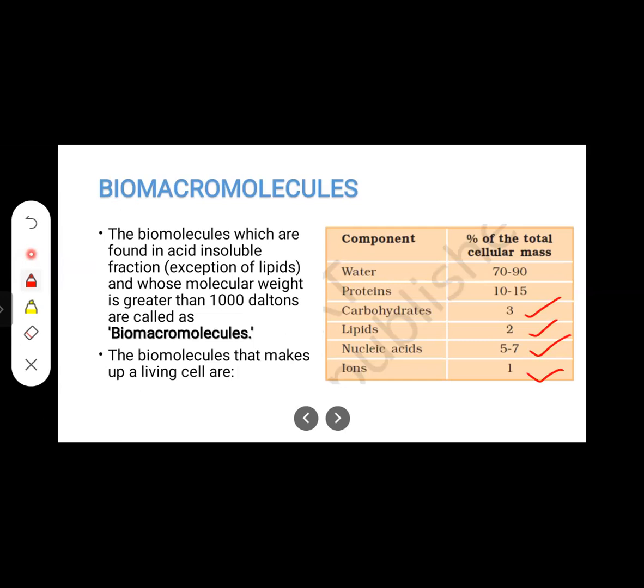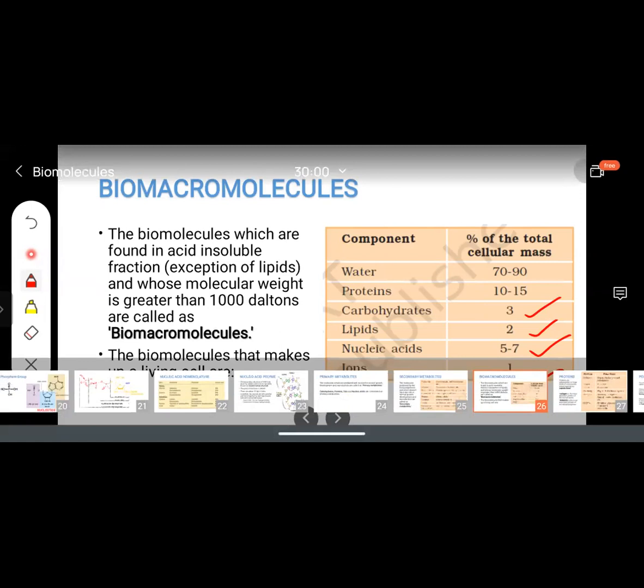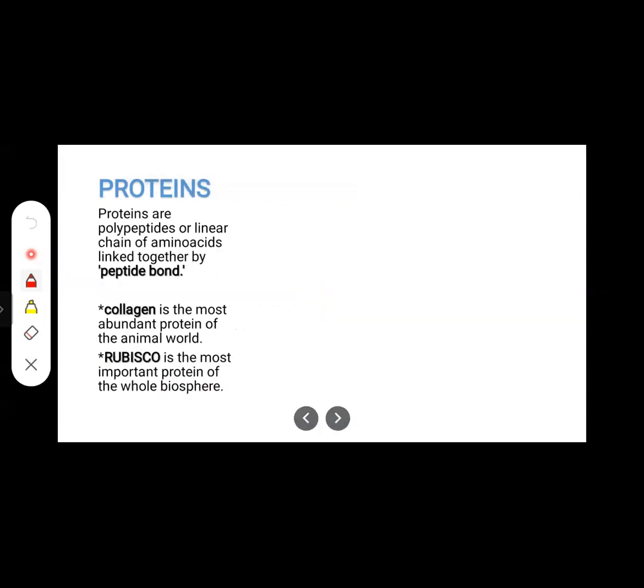This table is not that important for NEET purposes. Just remember, the highest quantity in any living cell is water, and the lowest quantity is the ions, that is, inorganic elements. Okay, coming to the proteins. How are these proteins formed? Just now I told you, amino acids combine and join with one another to form a protein molecule.